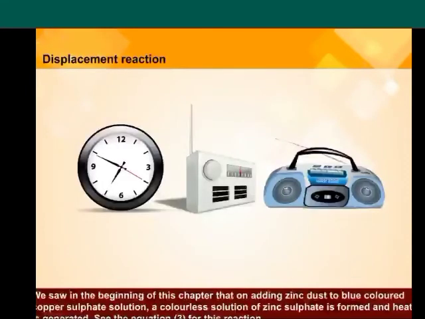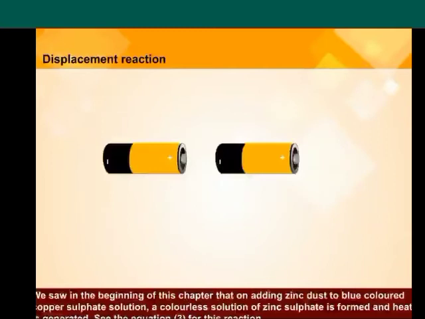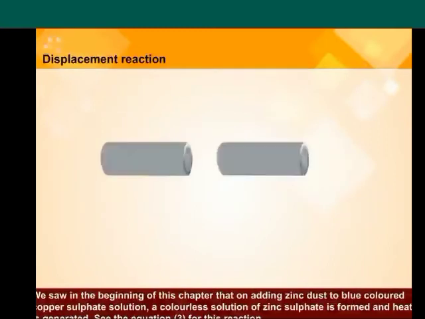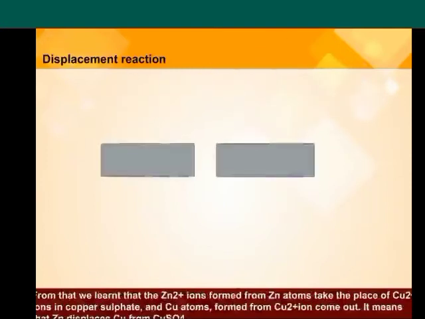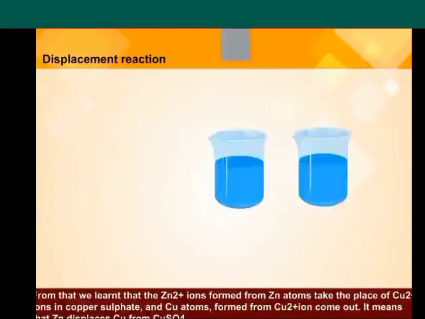Displacement reaction. We saw in the beginning of this chapter that on adding zinc dust to blue-colored copper sulfate solution, a colorless solution of zinc sulfate is formed and heat is generated. See the equation for this reaction. From that we learned that the Zn2+ ions formed from Zn atoms take the place of Cu2+ ions in copper sulfate, and Cu atoms formed from Cu2+ ions come out. It means that Zn displaces Cu from CuSO4.